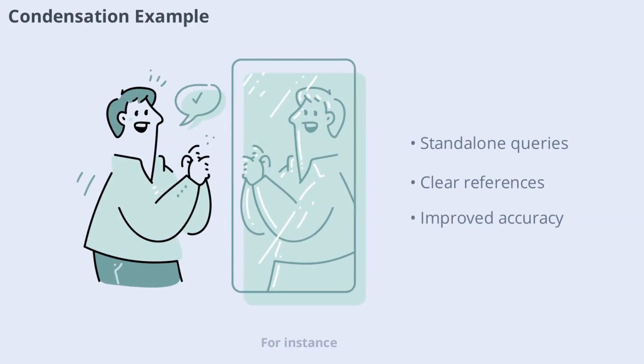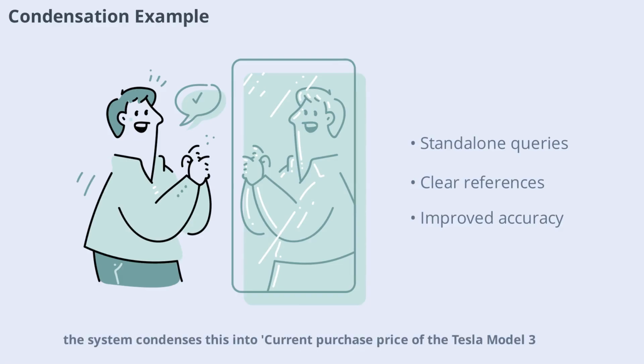For instance, if a user first asks about the Tesla Model 3 and then follows up with, "How much does it cost?" the system condenses this into "current purchase price of the Tesla Model 3." This ensures the search query is clear, explicit, and contains all necessary references, leading to more accurate and relevant results from the vector database.